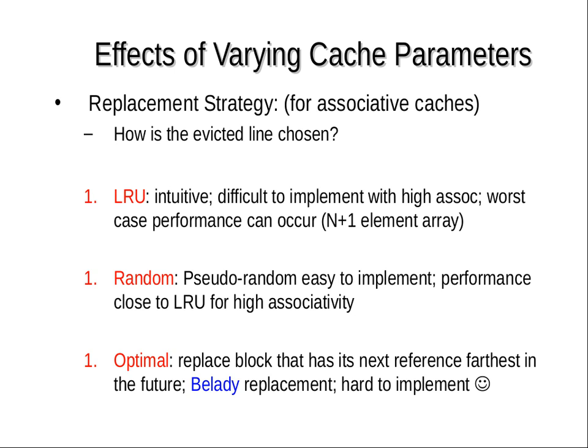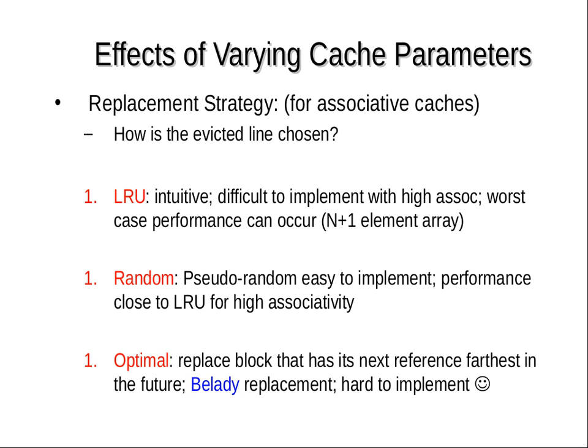Okay, so replacement strategy, we touched base on this. If you have multiple cache lines and one of them needs to be evicted, how do you determine which one? LRU, the least recently used, where you find the one that was last used the furthest back, is the intuitive one. But unfortunately it's very difficult to implement with high associativity, and it actually has the worst performance, because it's an n+1 element array lookup, and you have to search basically every single element in there. So that ends up not being a good thing to do in hardware, and an O(N) operation is way too slow.